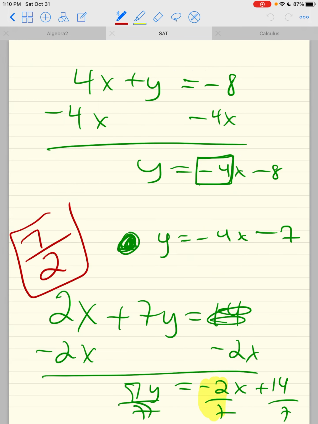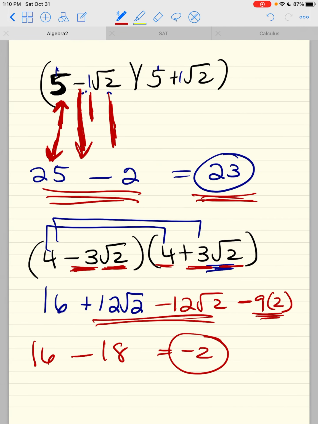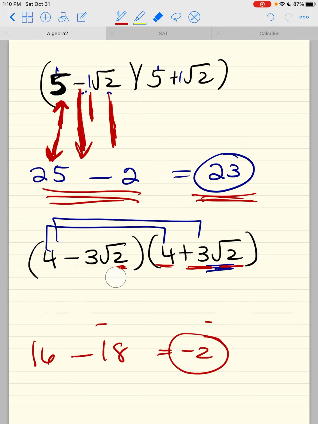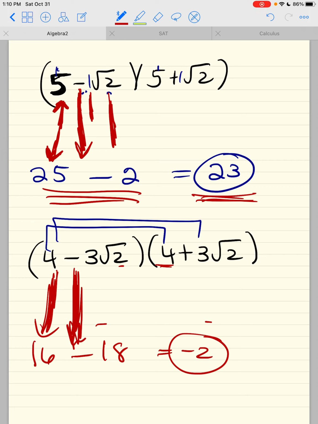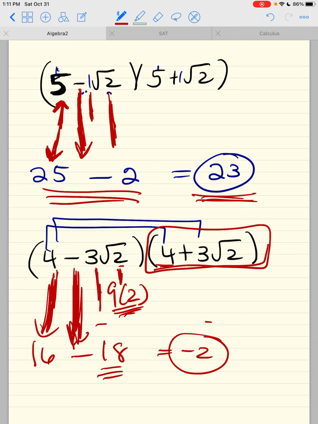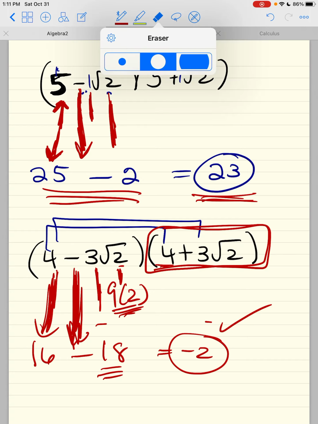Let's try it here. Square, square, square. Ready? 4 squared is 16. Always a minus no matter what. 3 squared is 9. Radical 2 squared is 2. 9 times 2 is 18. No matter what. People are probably saying, what about this person? It doesn't matter which one you do it to. You just have to do it to one of them. You get the answer. It's the same exact thing as first, outer, inner, last.